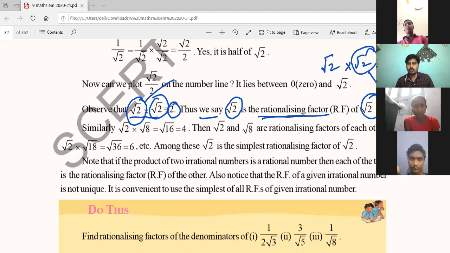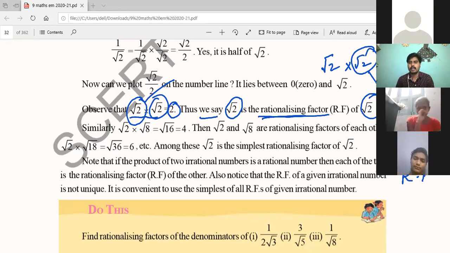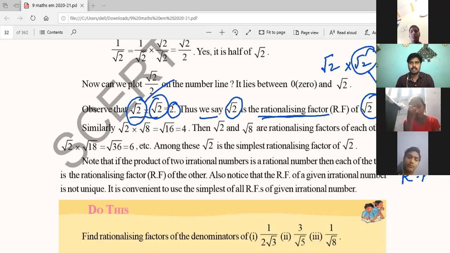So here, this root 2 is called a rationalizing factor. What is a rationalizing factor? The number which converts the irrational number into rational is called a rationalizing factor.